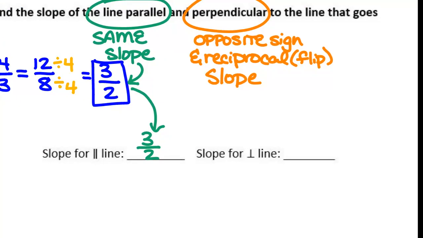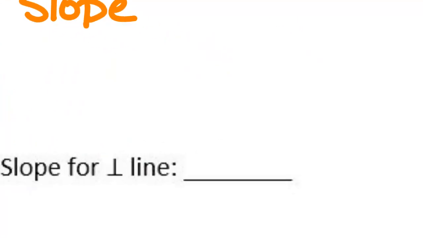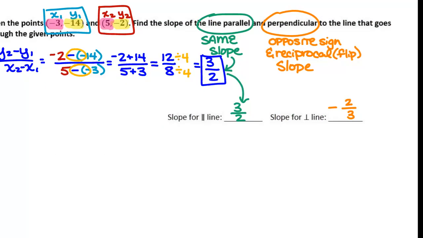Is that slope, the one that I just wrote down, a positive or a negative number? Positive. So the perpendicular slope would have to be negative. And then I flip the fraction over, so instead of 3 on top and 2 on the bottom, 2 on top and 3 on the bottom.